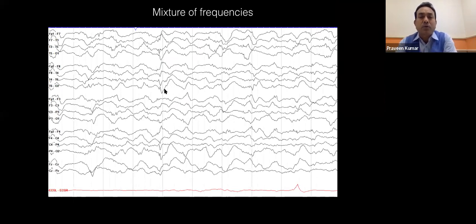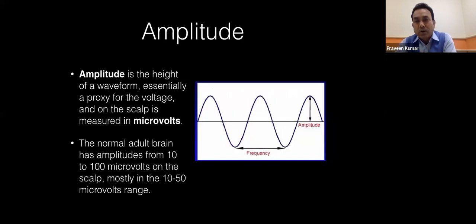But if you look at this part, you find that on top of these waves there are small waves also, like these ones, maybe better seen in this location, over the slower waves. So what we call this is a mixture of frequency. This is predominantly delta wave with superimposed beta activity, which we can see in a child who is comatose and is receiving midazolam infusion or those kinds of drugs. So this is superimposed beta over the delta waves, a mixture of frequencies.